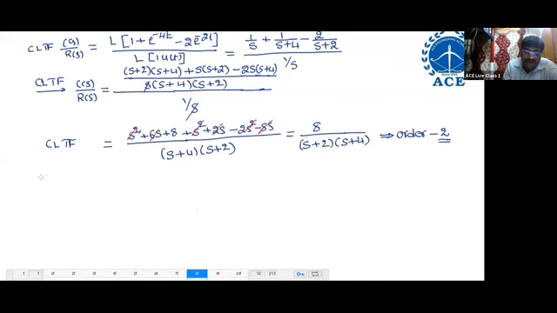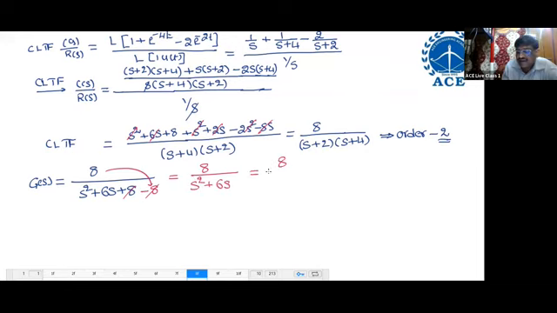For type we require G(s). How to find G(s)? Subtract the numerator term in the denominator. That means 8/(s²+6s+8). Subtract the numerator term, 8 minus 8 cancels. So G(s) is 8/(s²+6s), which can be written as 8/(s(s+6)). H(s) is 1, unity feedback. H(s) is 1.